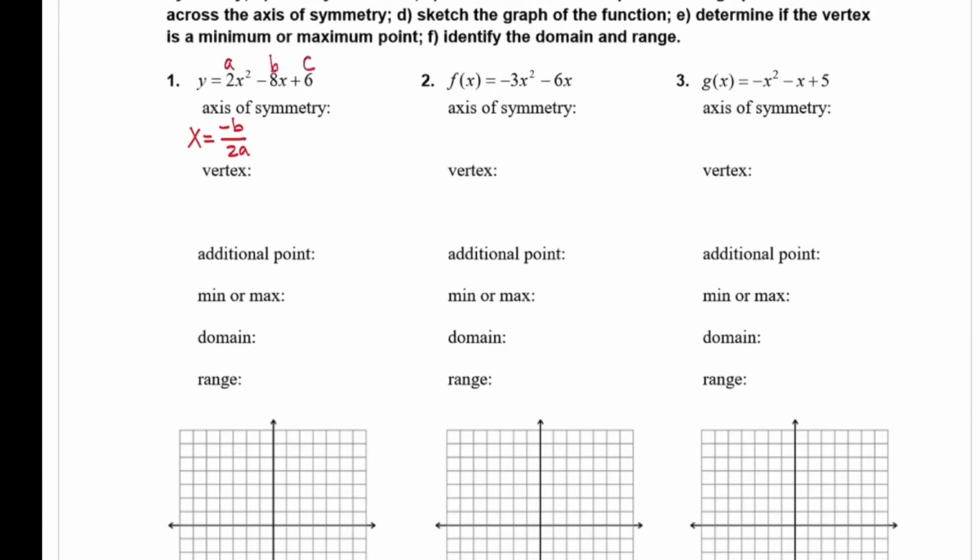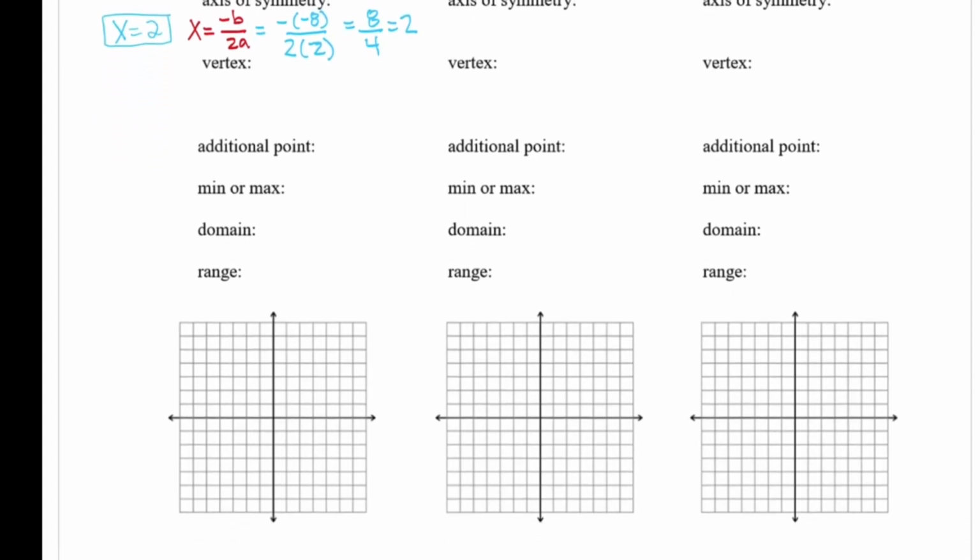Let's go ahead and write A, B, and C for this first problem. A is 2, B is -8, and C is 6. If I use -b over 2a, I have -(-8) over 2 times 2 for our bottom. Now a negative -8 is a positive 8 over 4, which equals 2. So our axis of symmetry will be at x equals 2 on our graph. And we can just draw a dotted line in for that.